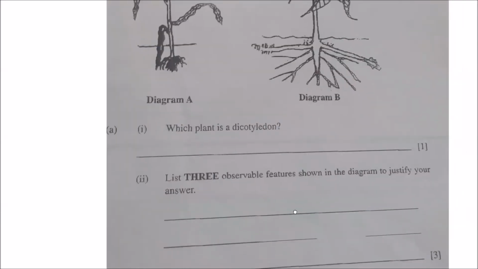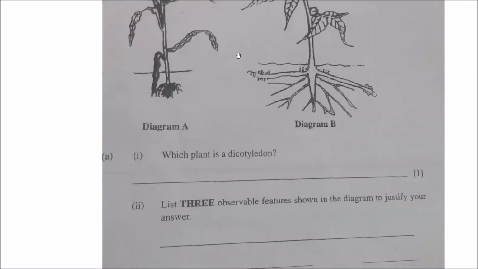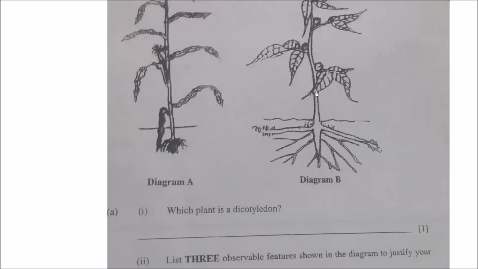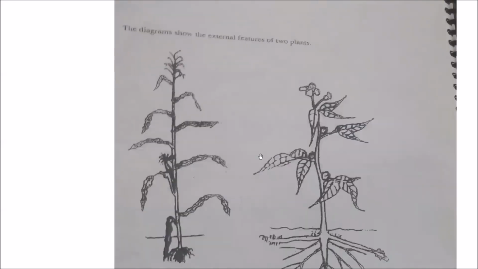List 3 observable features shown in the diagram to justify your answer. Okay, so you could use whichever one of those features I just talked about, whether it's the taproots, where there's one main root and roots that branch off from that. Diagram A has fibrous roots. Okay, so the roots just basically go off in all directions. Their leaves are going to look different. One has a branching vein system, one is narrow with parallel veins.